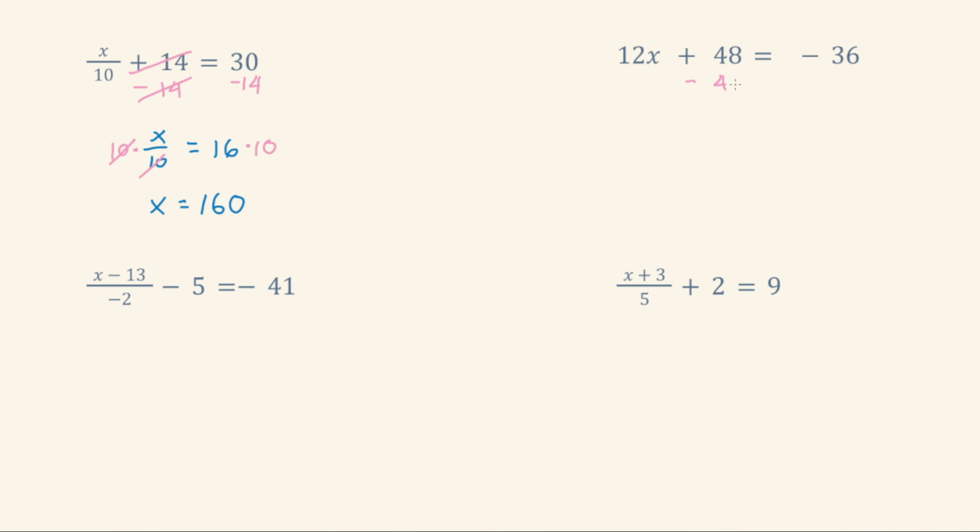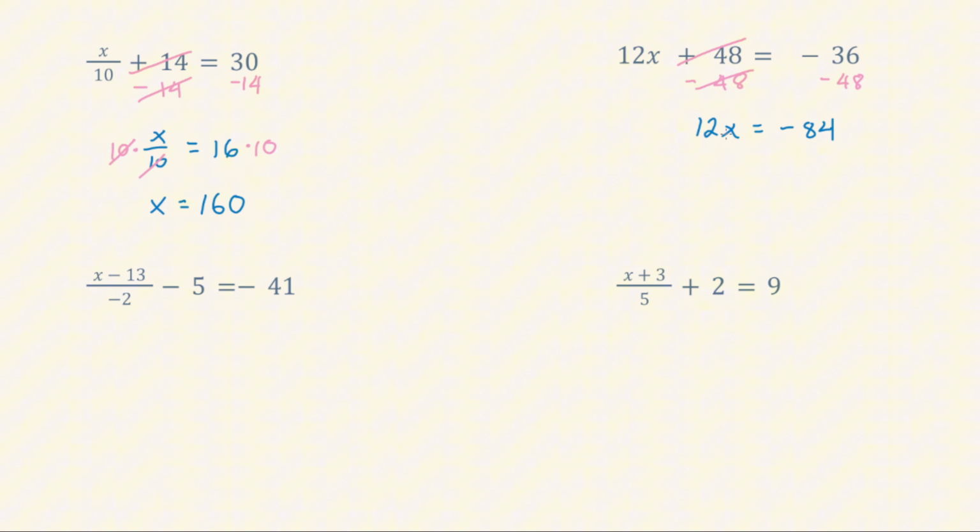So I'm going to minus 48. I'm also going to minus 48, so that these go away. And on the left side of my equation, then, all I'm left with is 12x. And on the right side, I have minus 84.